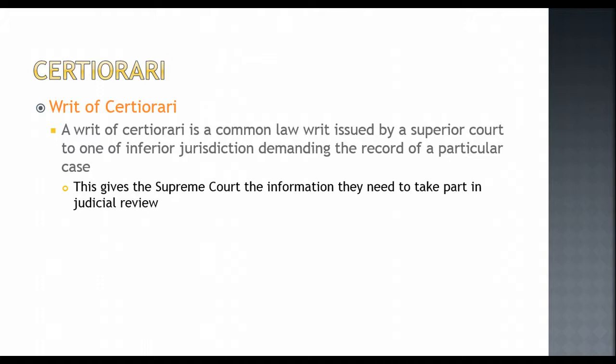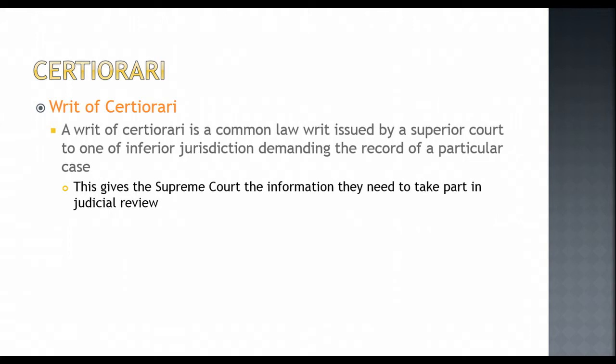The thing that gives the Supreme Court the ability to participate in judicial review is the idea of a writ of certiorari. A writ of certiorari is a common law writ issued by a superior court to one of inferior jurisdiction demanding the record of a particular case. So, if I'm a Supreme Court justice and I write a writ of certiorari, it is a demand of the lower court to turn over anything that happened, any of the court proceedings, any of the transcripts, any of the other information that they have, to turn that over to the upper court so that they can review what had taken place previously.